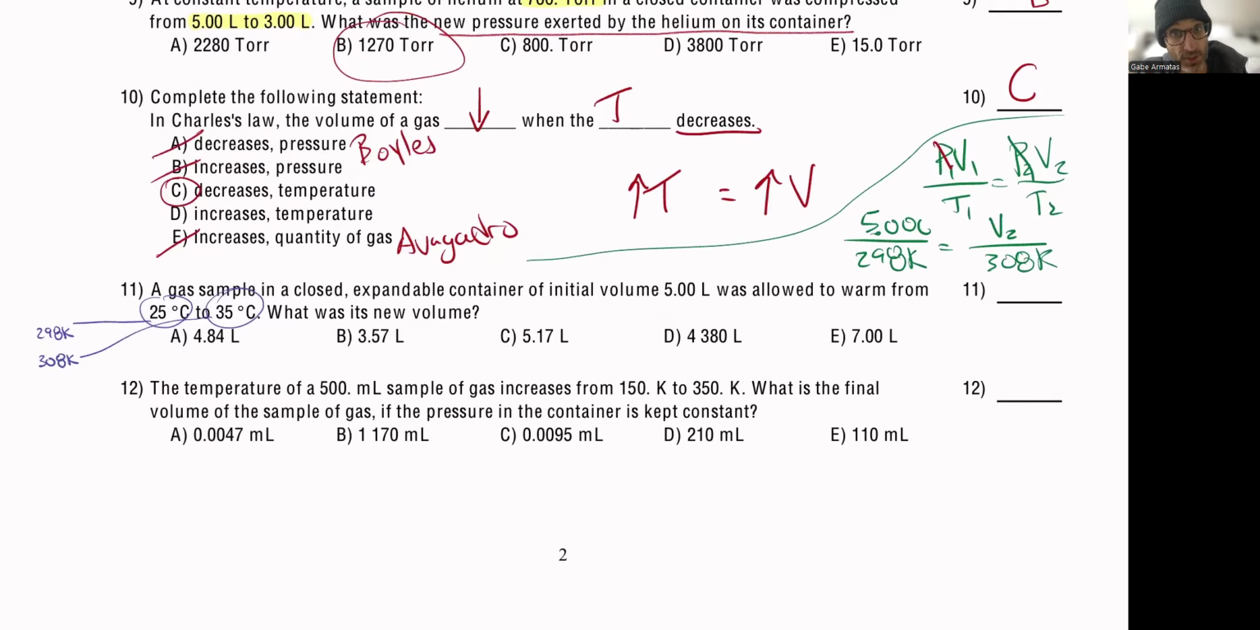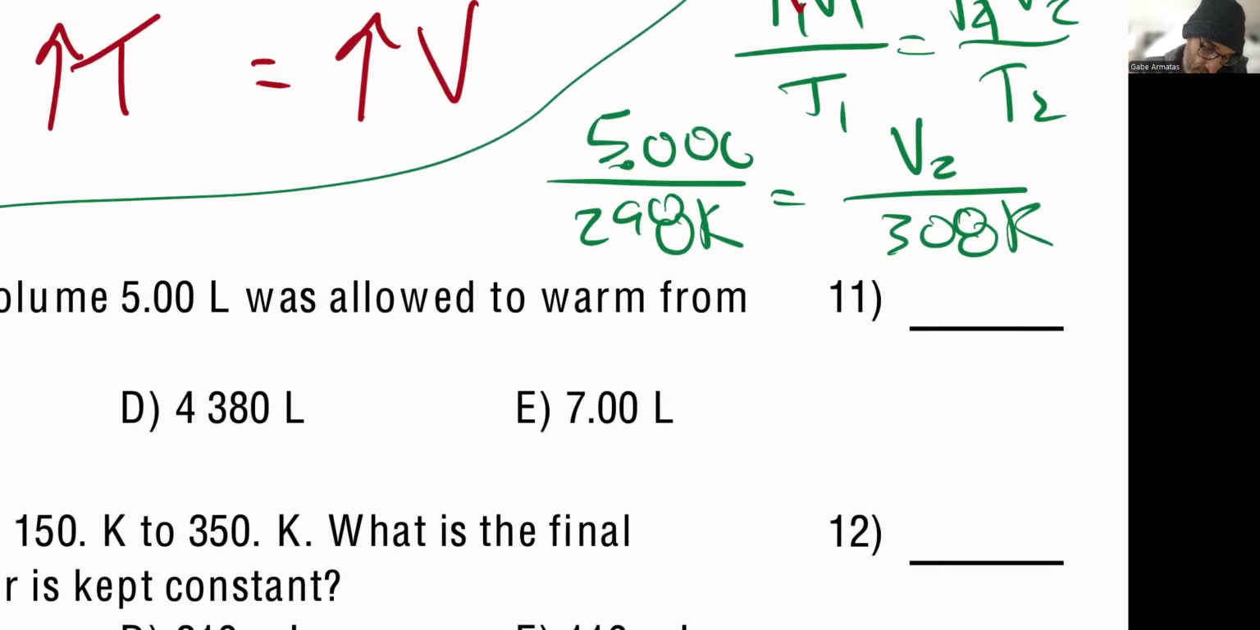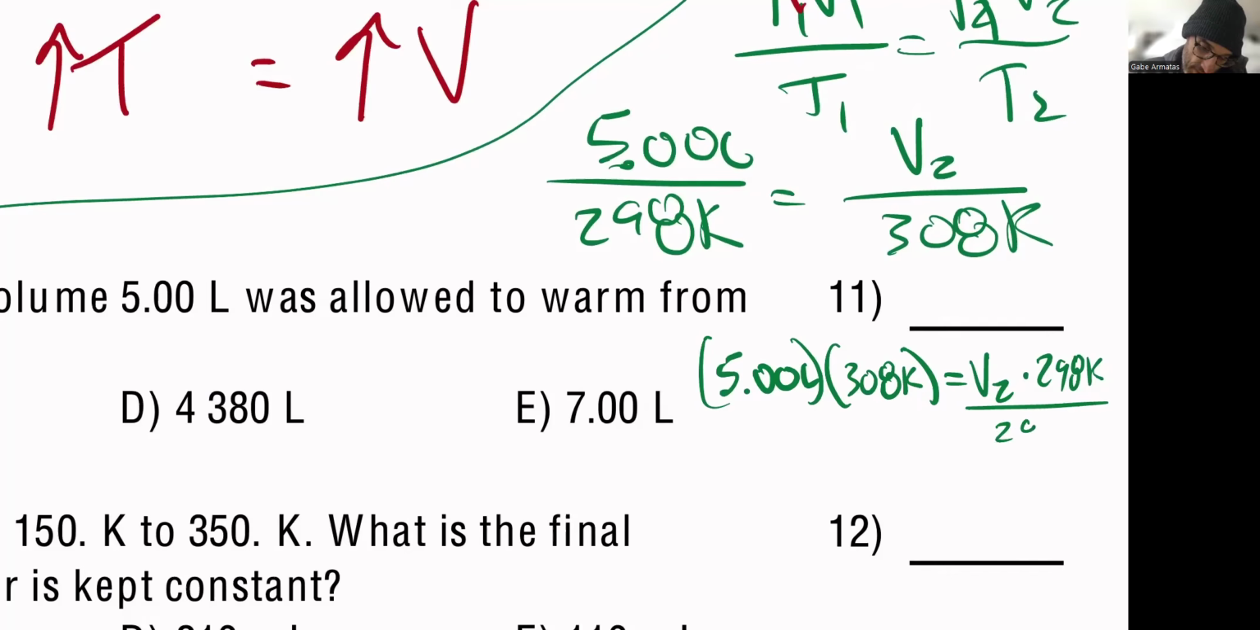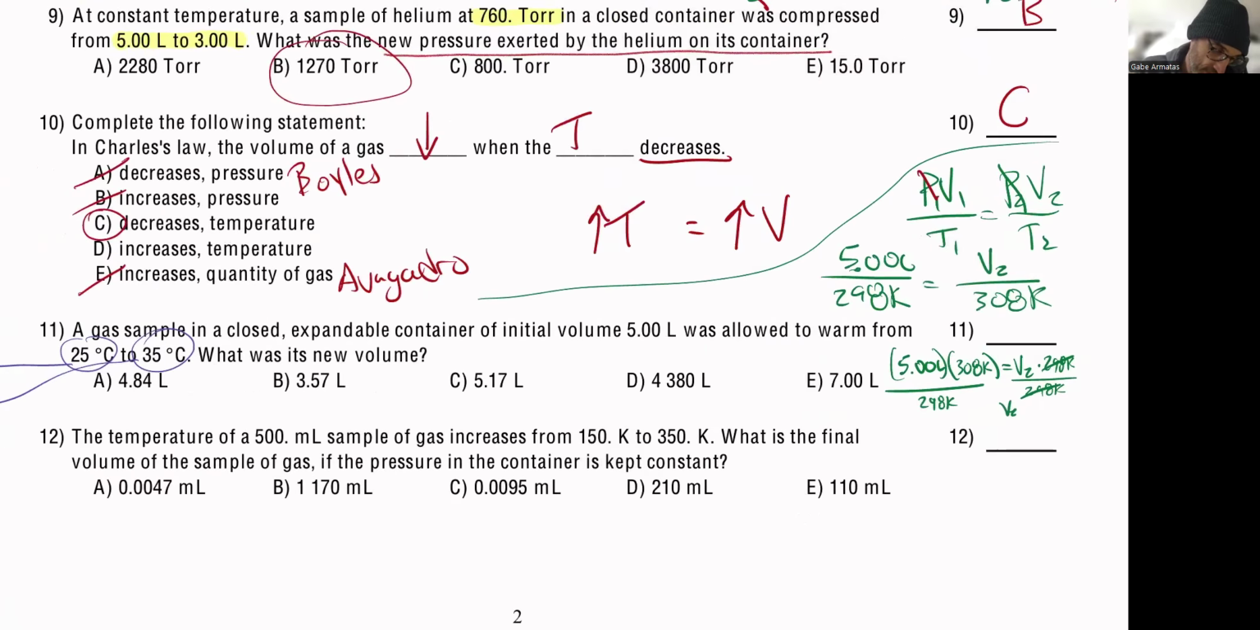We expect volume to increase because temperature increased. In order to do this, I can cross multiply: 5.00 liters times 308 Kelvin is equal to V2 times 298 K. Divide both sides by 298 K. This cancels, and I'm left with V2. Now I can do the math. 5 times 308, enter, divided by 298, enter, gives me 5.16 or 5.17 liters. Looks like C is going to be my answer there.